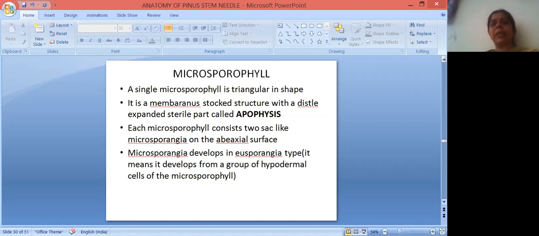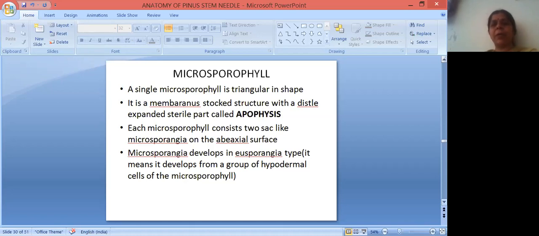Two types of development take place in microsporangia. One is eusporangiate and the other is leptosporangiate. Eusporangiate means the structure develops from a group of cells. Leptosporangiate means the structure develops from a single initial hypodermal cell. It is called the leptosporangiate manner.